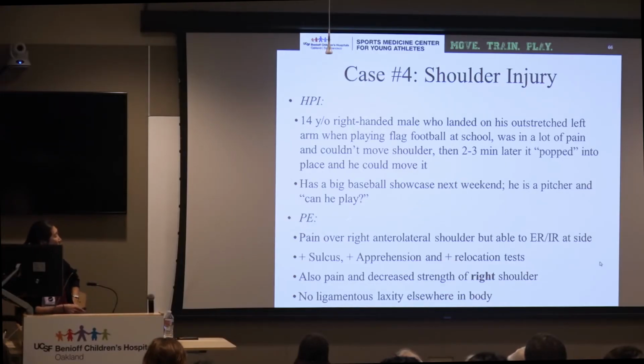We get pain. Remember, he's right-handed though, right? Right-handed, it was his left shoulder. Pain over the left anterior lateral shoulder, but he's able to externally rotate and internally rotate at the side. Actually, this should be left, sorry, left. Sulcus, apprehension test, relocation, but he has pain and decreased strength of his left shoulder as well. And there's no ligamentous laxity elsewhere in the body.